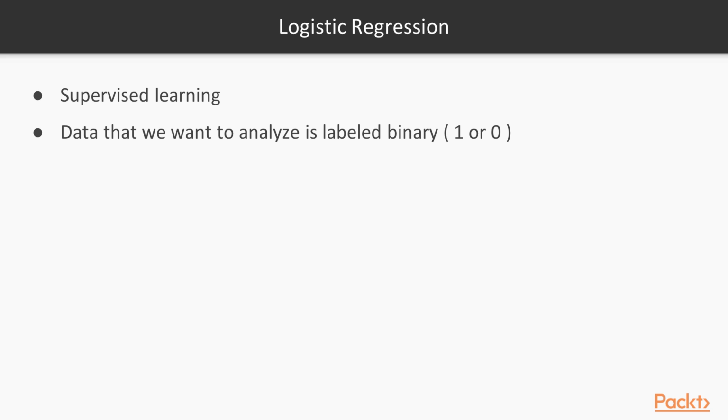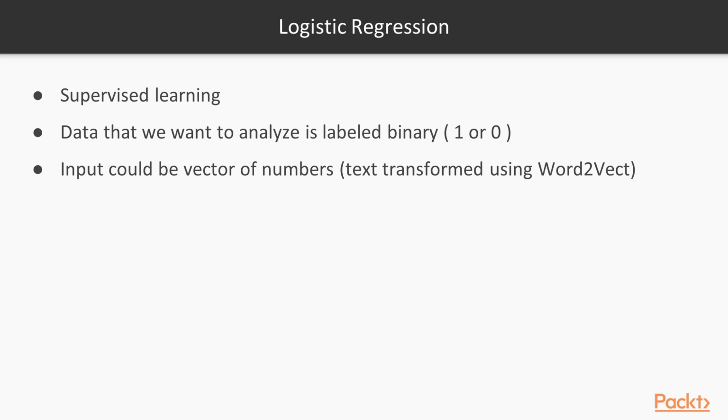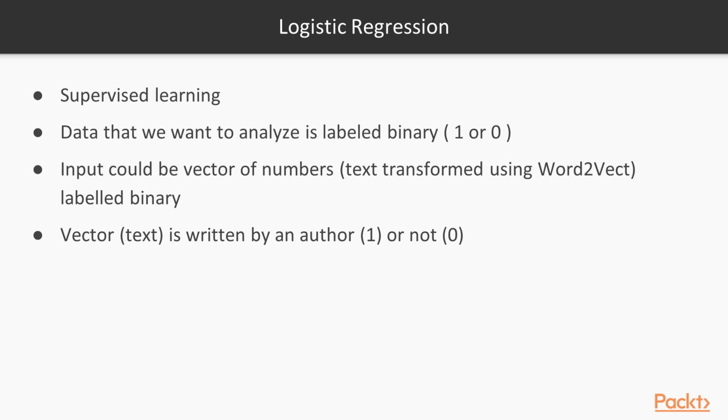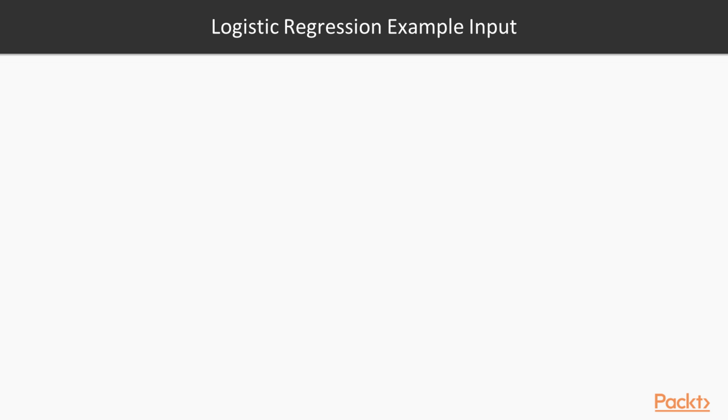In logistic regression, the data that we need to analyze needs to be labeled binary, 1 or 0. Input could be a vector of numbers. For example, we can take text that is transformed using word2vec, as you remember from the second section, and we could label it binary. Lastly, that feature vector could indicate, for example, whether something was written by an author or not, or different examples can be applied. So let's look at an example input of logistic regression.